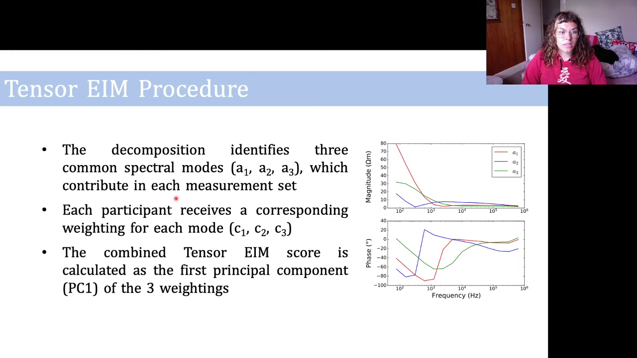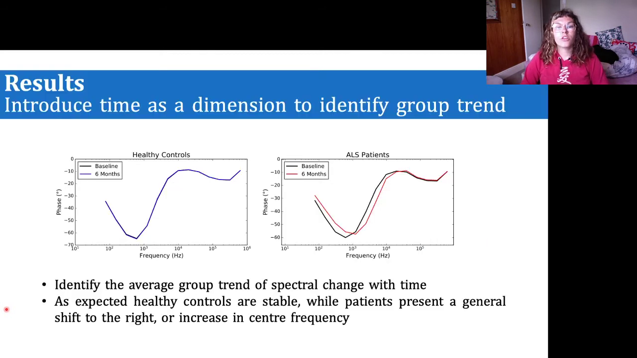So then each participant will receive a corresponding weighting for how much each mode contributes in their recording. So these are C1, C2 and C3. And then a combined Tensor EIM score is calculated as the first principal component, PC1, of these 3 weightings. So this further reduces the dimension down to just one single metric. So moving on to the results that I found when applying this Tensor EIM method.